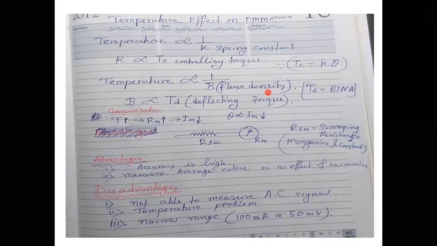Sir, oscillation will be more in the indicator. Anyone else? If a spring is cut down for the PMMC meter, what happens? Just remember the picture and then you can answer. Anyone else? Piyush Thakur, Deepa Kumari, anyone?